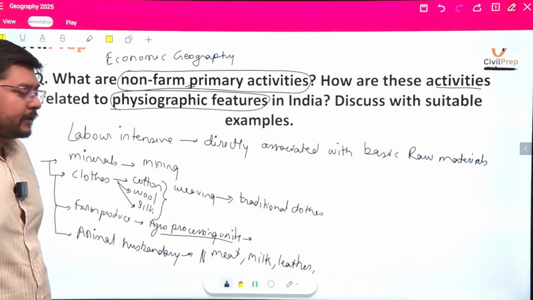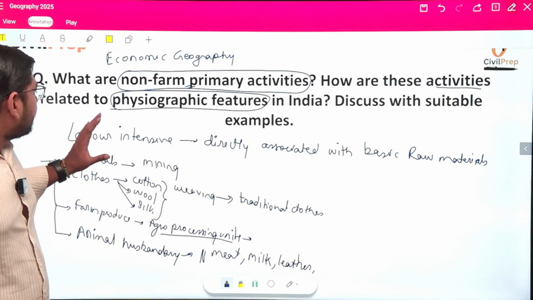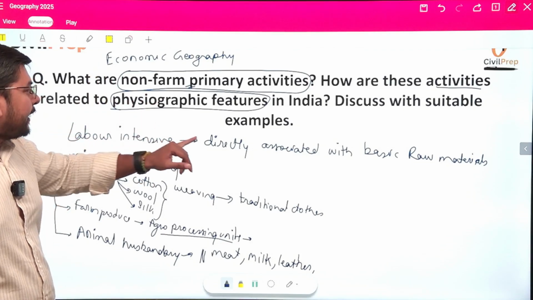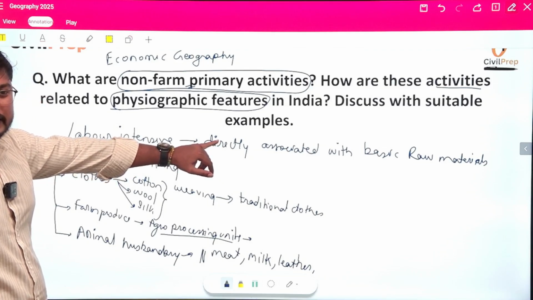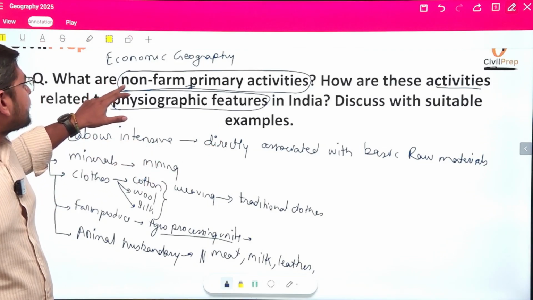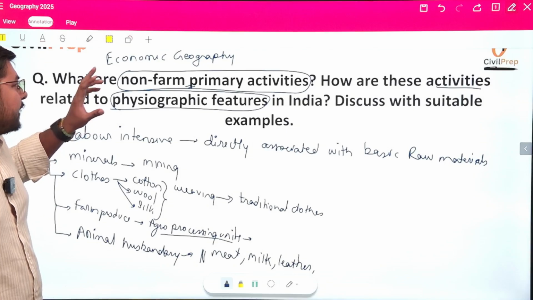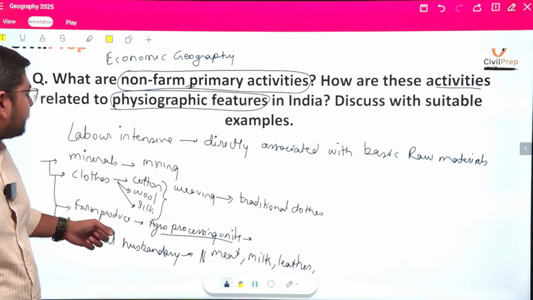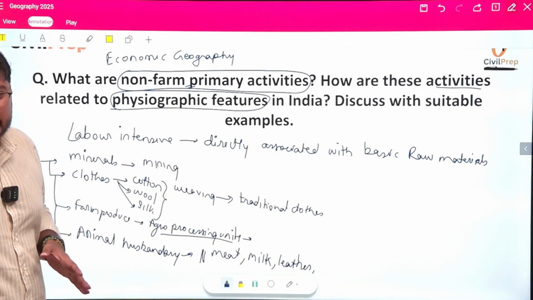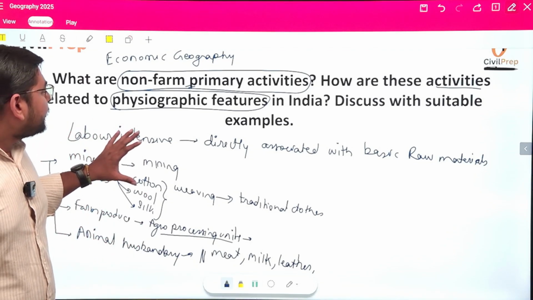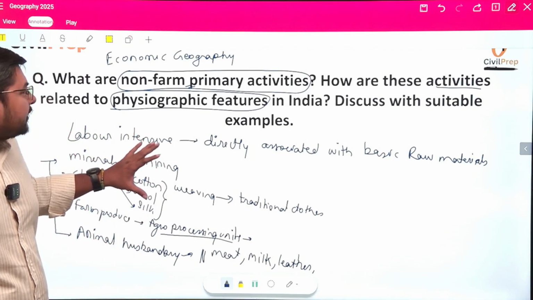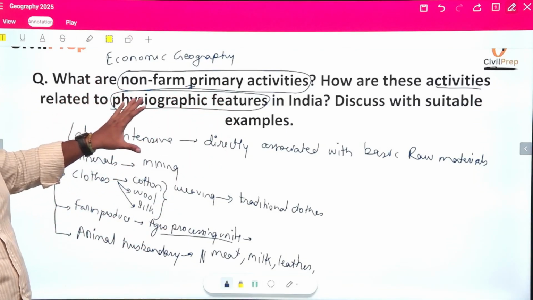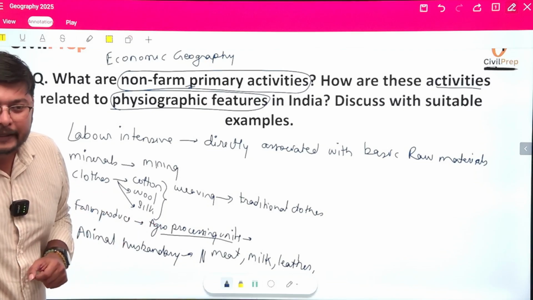so these are considered under the animal husbandry. So can I say that activities which are labor intensive, directly labor का use हो रहा है, and they are associated with the generation of basic raw materials, they will be considered as the primary activity. And these are certain of my non-farm primary activities. Okay, so I can introduce this part with a definition of the non-farm primary activity, because now I have to link them with the physiographic features of India.